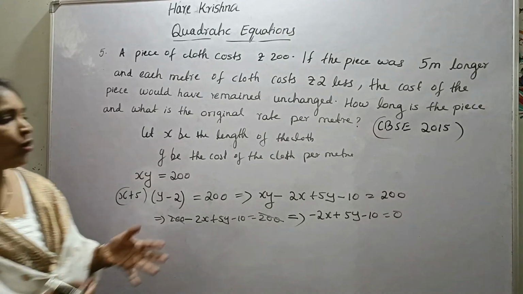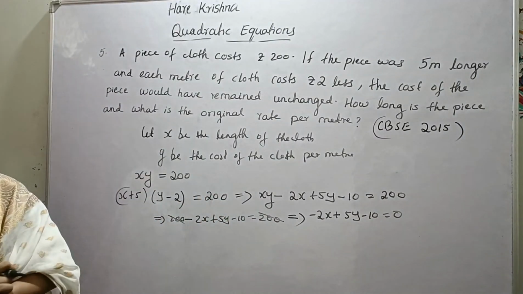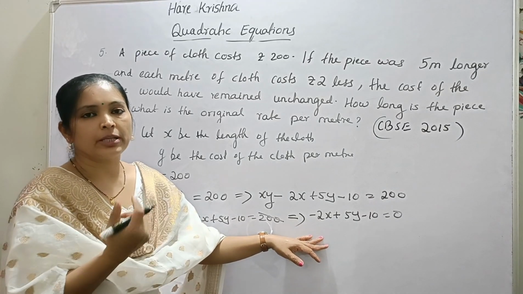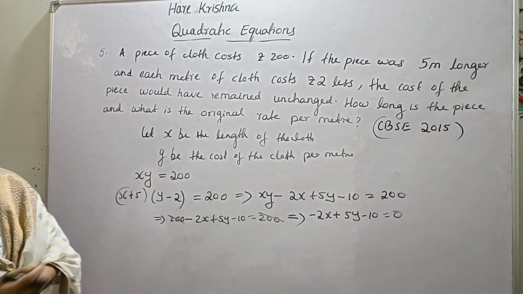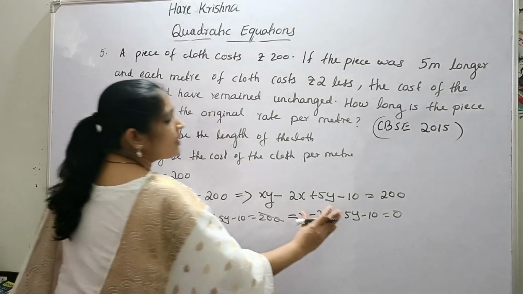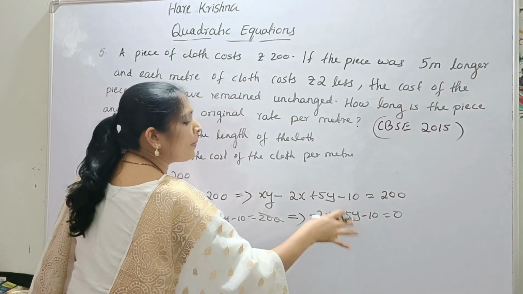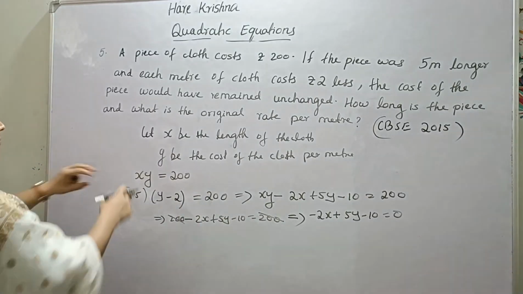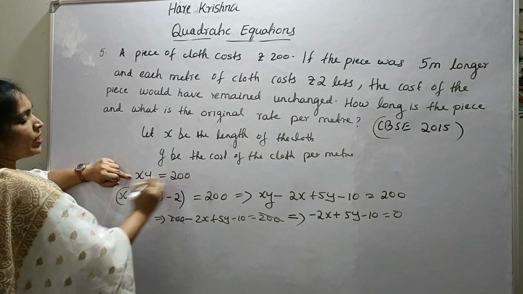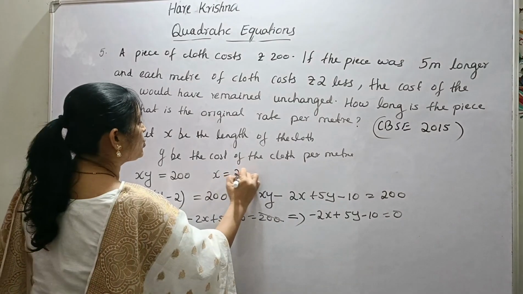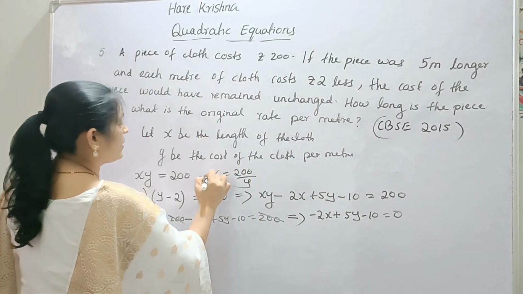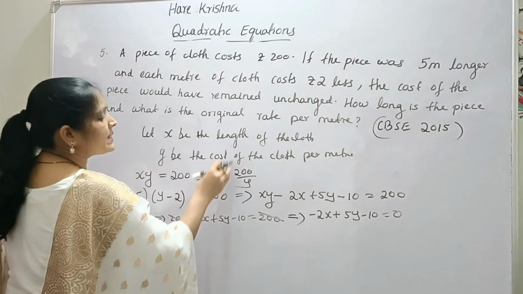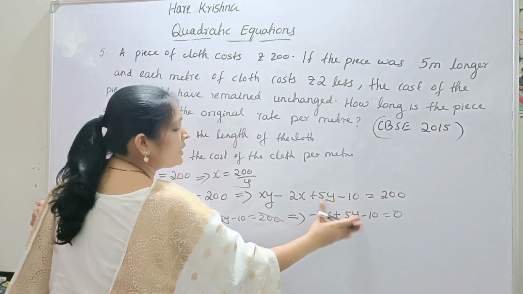Now here we have got equations in two variables, right? So if we get two equations, we can solve by the method of pair of linear equations. We have to make it in terms of only x or only y. So from this equation we will get x is equal to 200 divided by y. So substitute this x is equal to 200 divided by y in this equation.